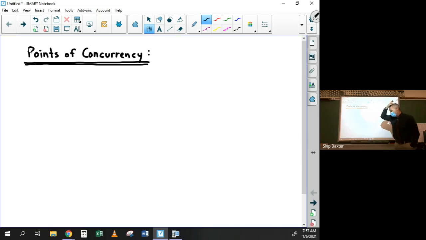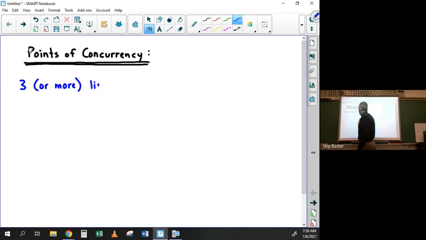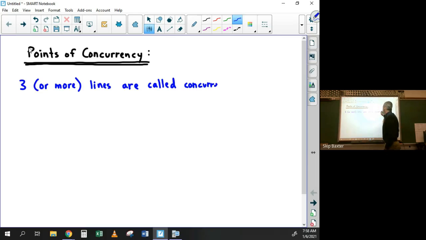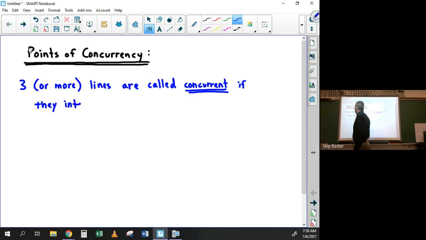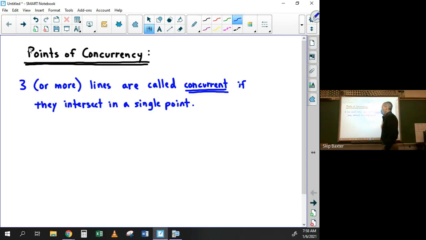So this might be an unfamiliar word to you, so let me just define it. 3 or more lines are called concurrent if they intersect in a single point, okay? So 3 or more lines are called concurrent if they intersect in a single point.